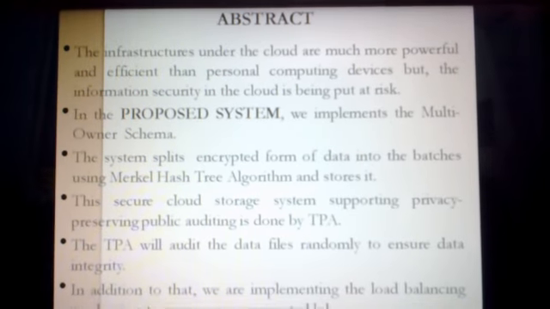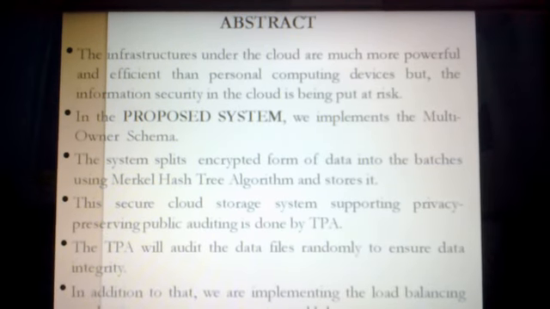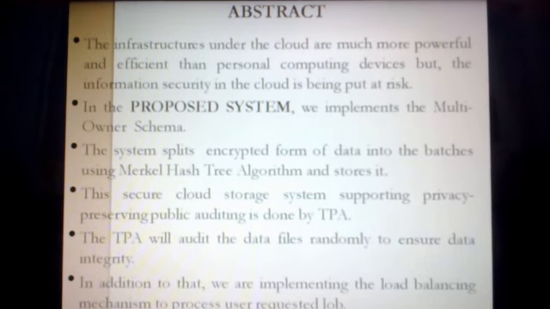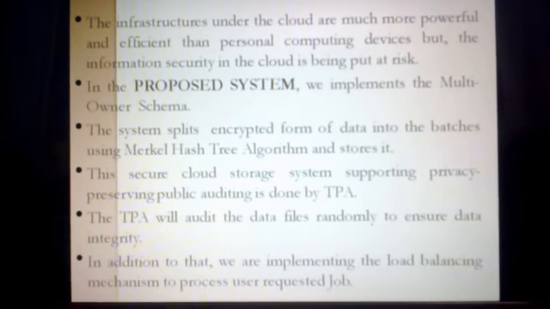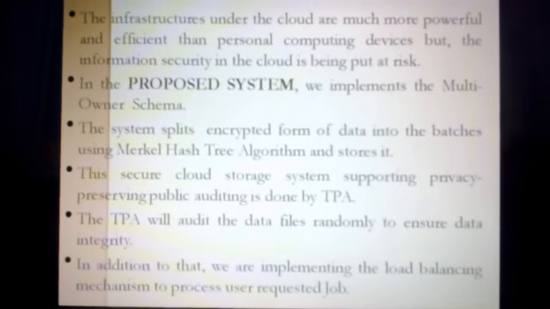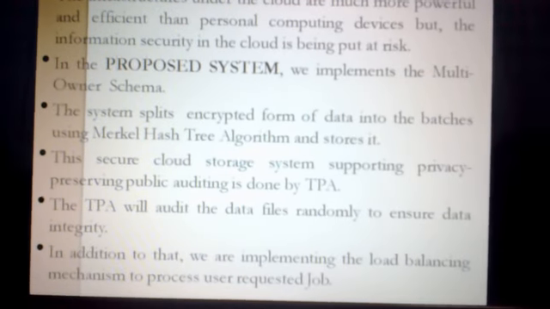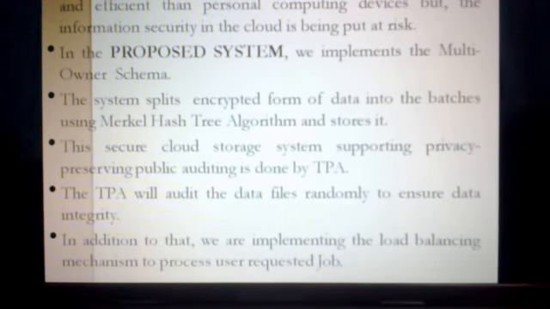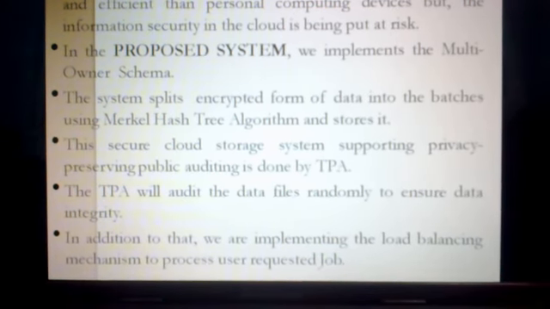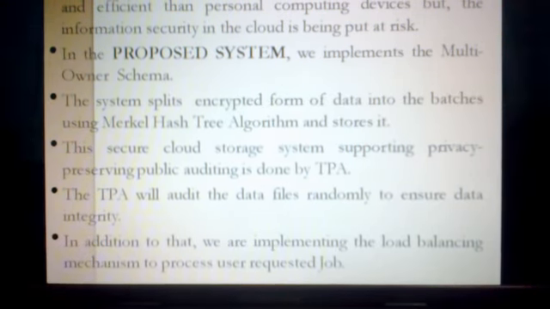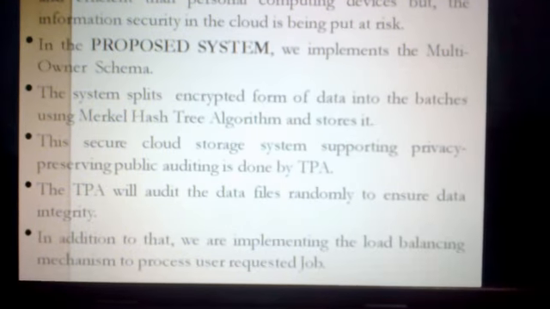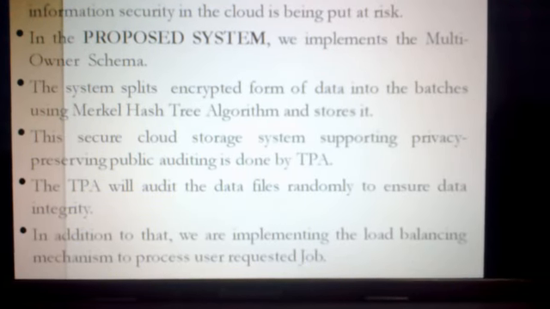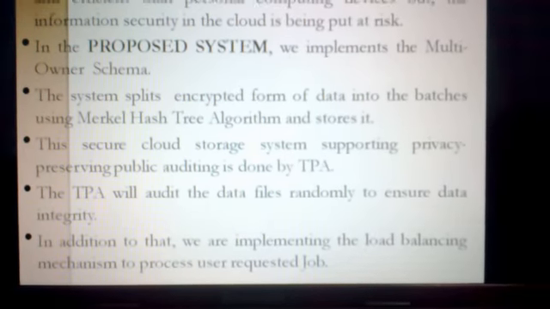Abstract. The infrastructure under the cloud is much more powerful and efficient than personal computing devices, but the information security in the cloud is being put at risk. In the proposed system, we implement the multi-owner scheme. The system splits the encrypted form of data into batches using the Merkle hash tree algorithm and stores it. This secured cloud storage system supports privacy-preserving public auditing done by the TPA. The TPA will audit data files randomly to ensure data integrity. In addition to that, we are implementing the load balancing concept.